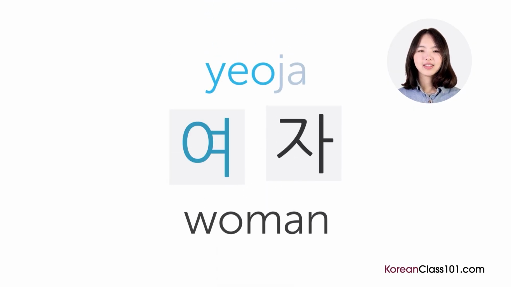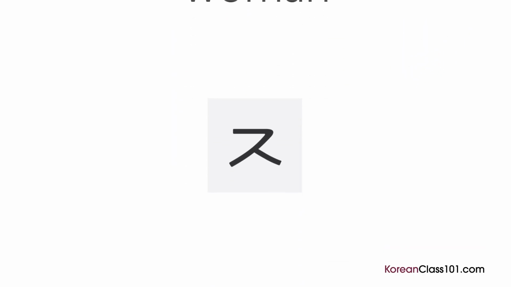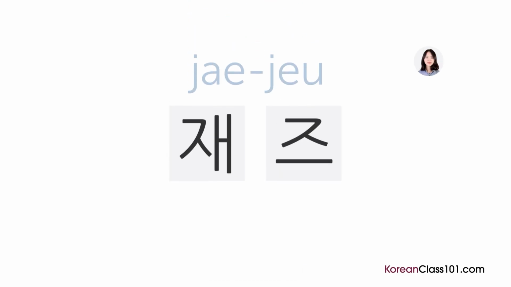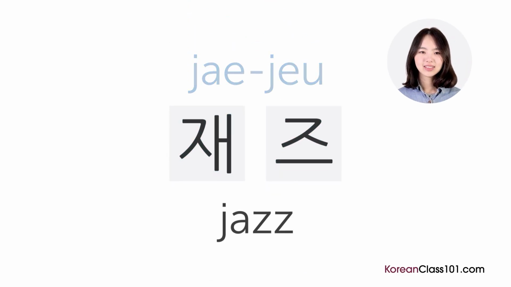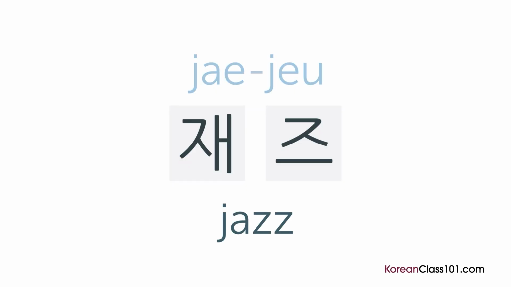In Korean, there's no Z sound, so people will use this to replace a Z sound in an imported word. Here's an example. 제주. Even though this comes from an English word, make sure you don't say the second syllable with a Z sound.